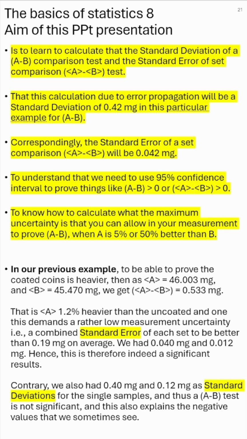But if we do the same calculation, but instead do single cell comparisons, then the standard deviations that we have to use are of course 10 times larger than the standard error. So then we are in the 0.40 and 0.12 milligram case. And this now becomes larger than that 0.19 on average that is the demand in this particular example. And hence it is not statistically significant any longer to do cell-to-cell comparison. The distributions overlap too much, and that is the reason why we see negative values sometimes.